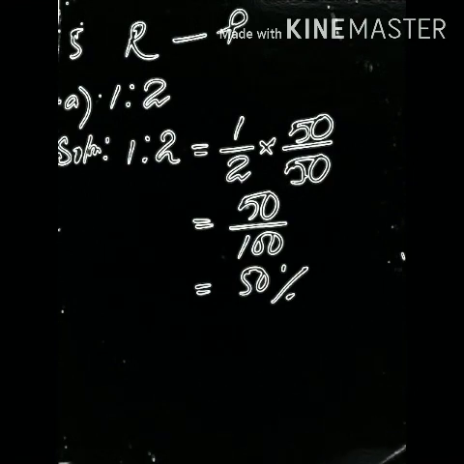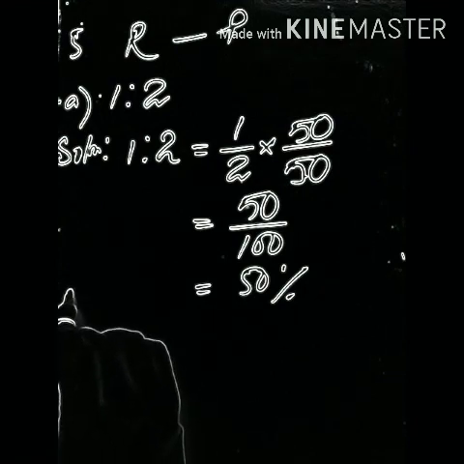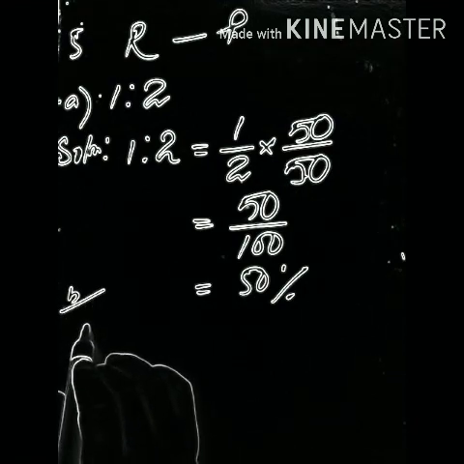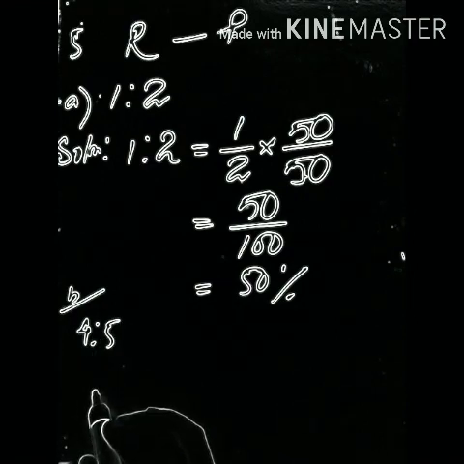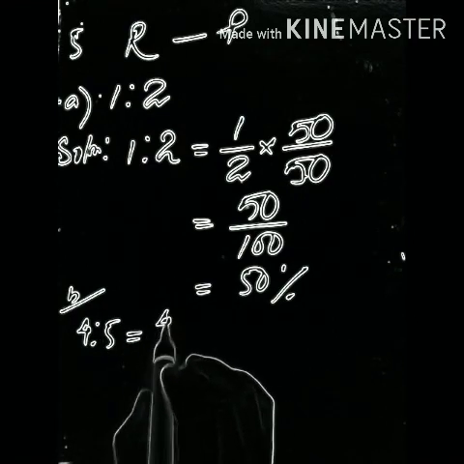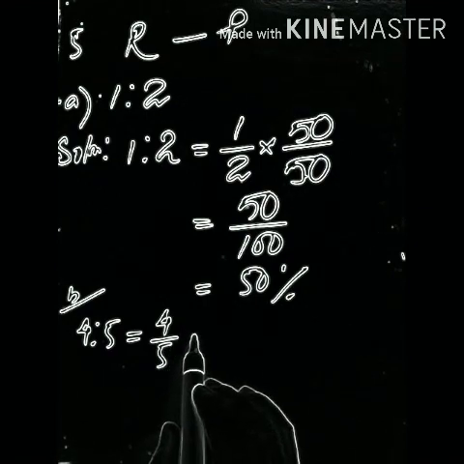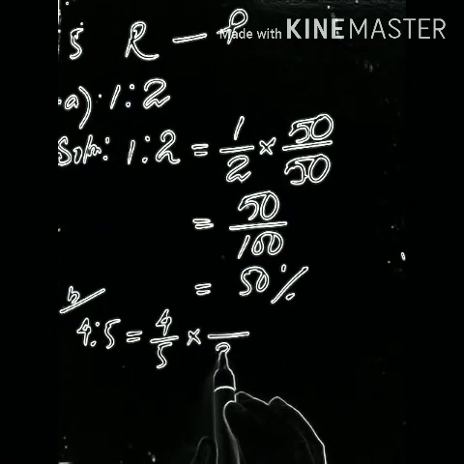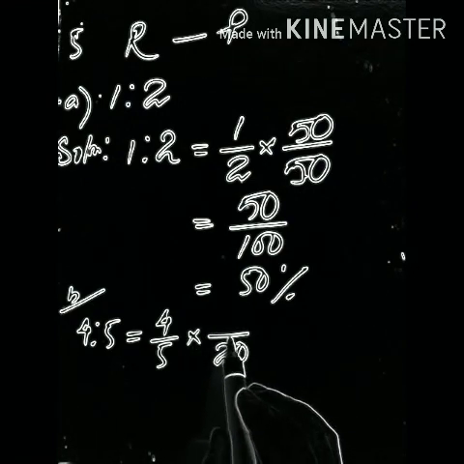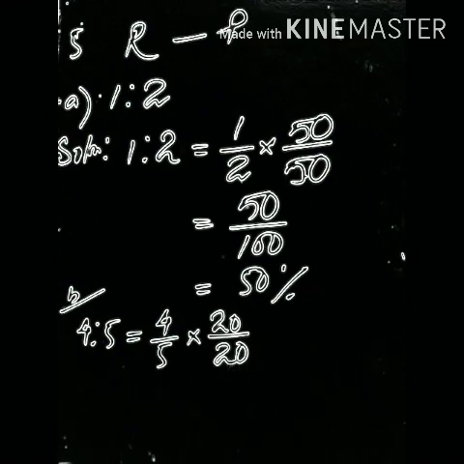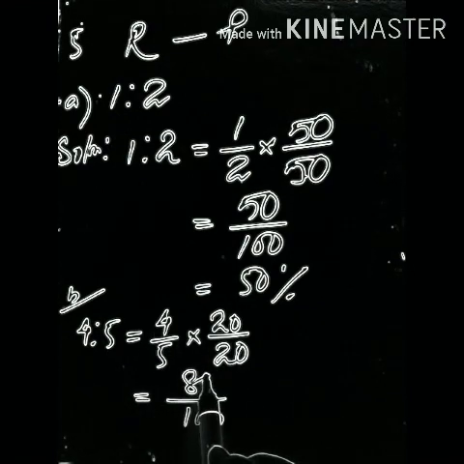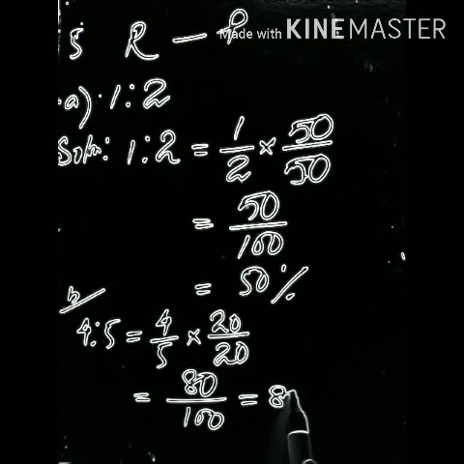So we'll be doing one more question now. I'll do question B. So I'll start from the solution directly. 4 is to 5, we can write 4 divided by 5. And again, it can be written as, you can multiply here by 20. 5 into 20 will get here 100. 4 into 20 will get here 80. That means we can write here 80%.